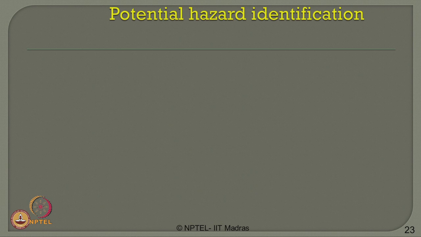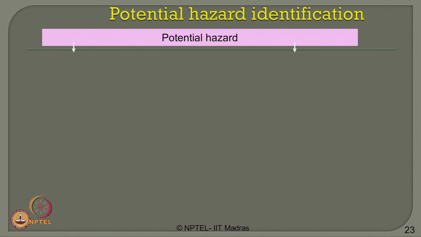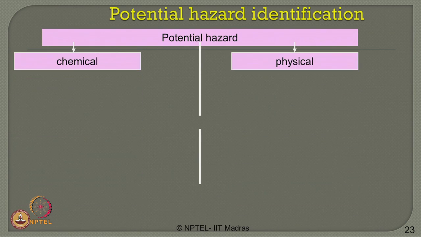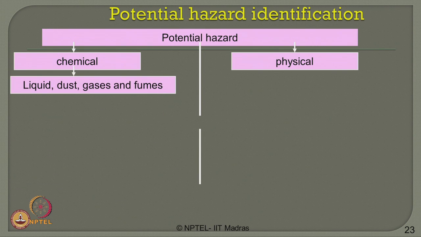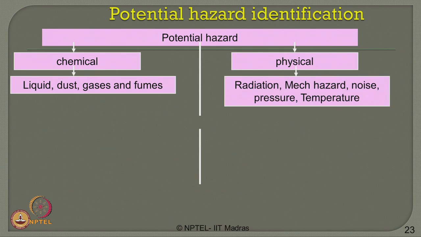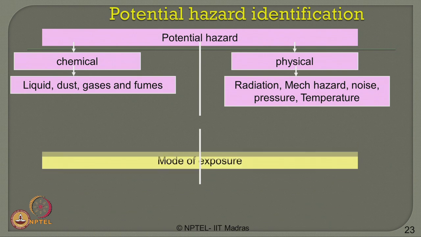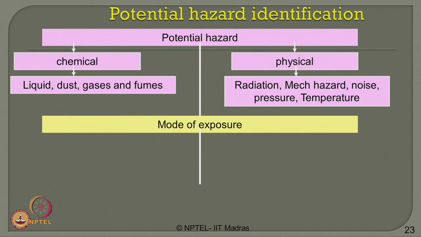When we talk about potential hazard identification, it goes two ways. You can do it by physical or chemical hazards. Talking about chemicals, the following could be hazardous substances. It can be liquids, dust, gases and fumes. In physical hazards, it can be radiation, mechanical hazard, noise pollution, pressure and temperature variations unacceptable to the human being.